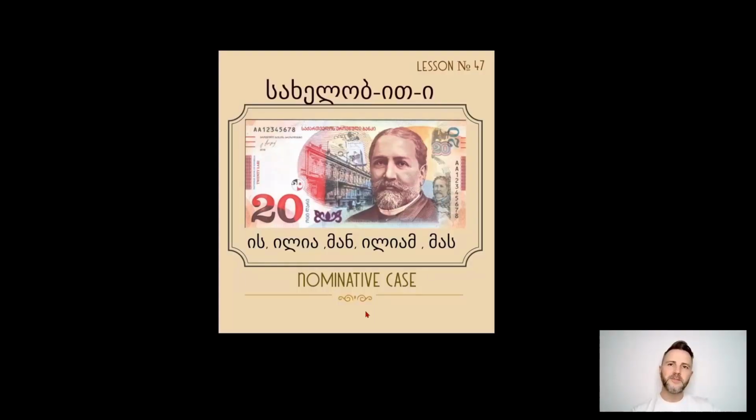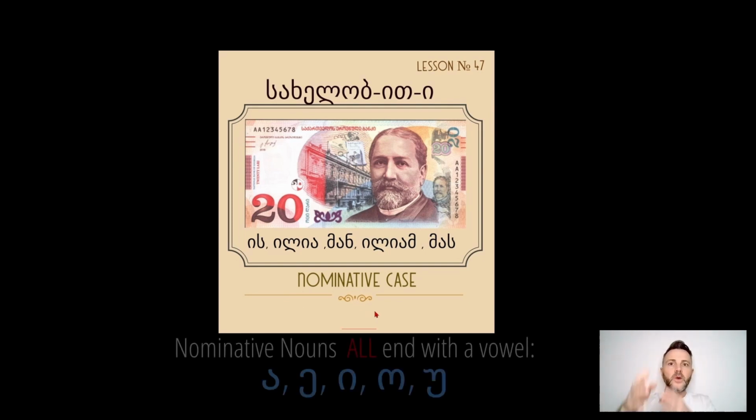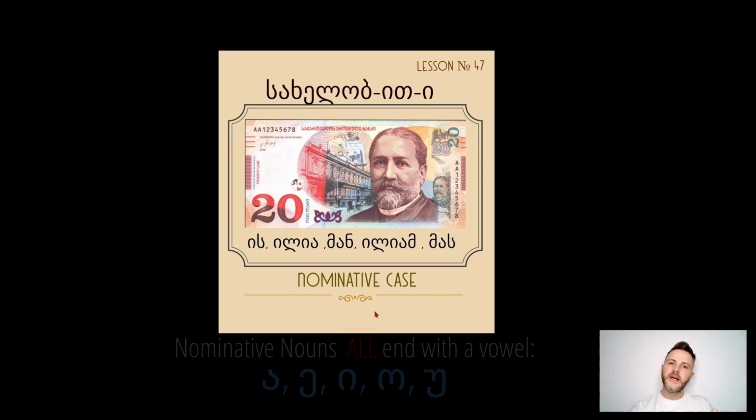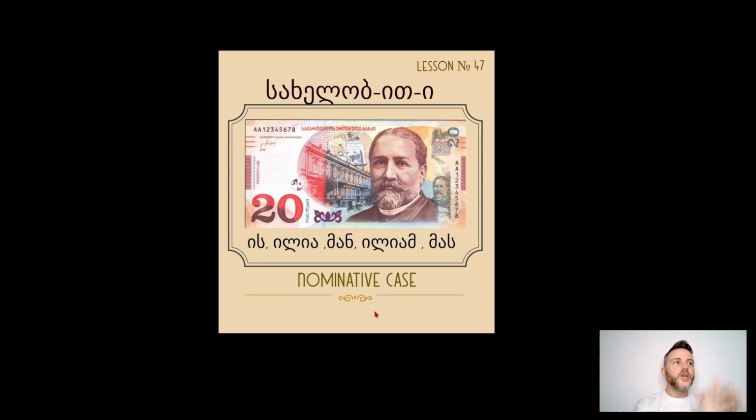Let's begin with my Instagram poster, and as you can see here, Sakhelob-it-i, which is the nominative case in Georgian. This is the case that really describes the formation of words and how they land in the dictionary. It is that important. We're going to be looking at the formation of words in the first part of today's tutorial. The second part is how, knowing that, we use that word thereafter. So there's a twofold importance to the nominative case.